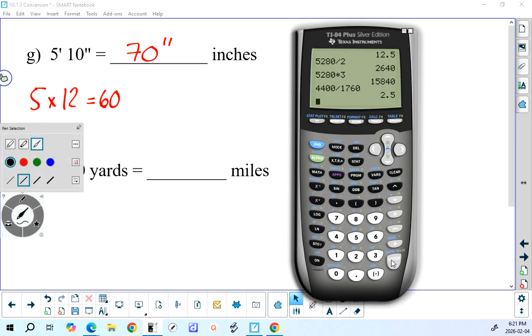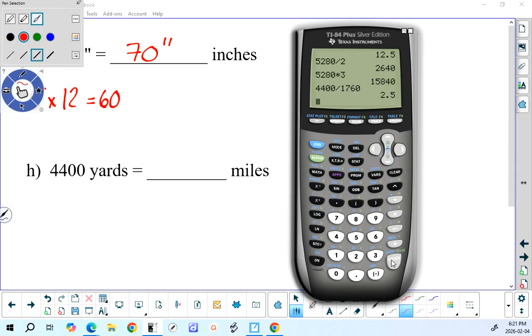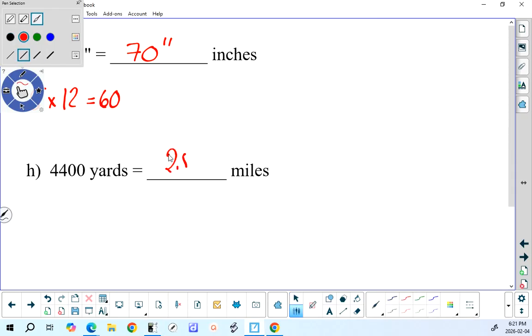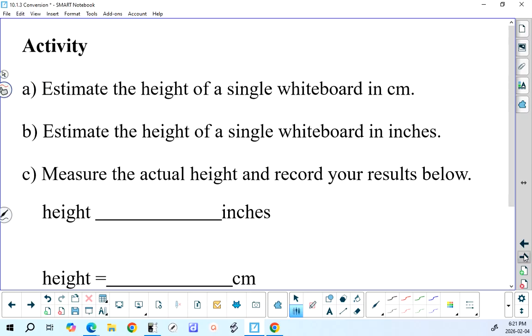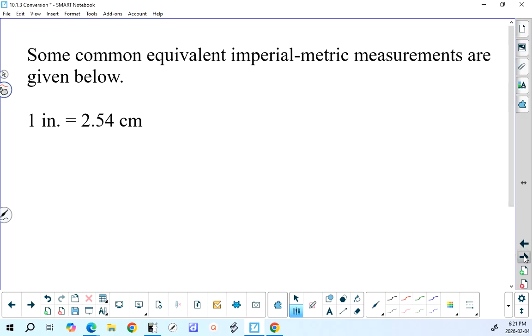Okay, let's get on to the meat of the lesson. And again, I'm cutting a few corners here. Today we're going to be looking at converting between imperial and metric. I have an activity here that we're just going to skip over and cut to the chase. In the activity, we learn that basically 1 inch is about 2.5 centimeters. The more specific value is 1 inch equals 2.54 centimeters.